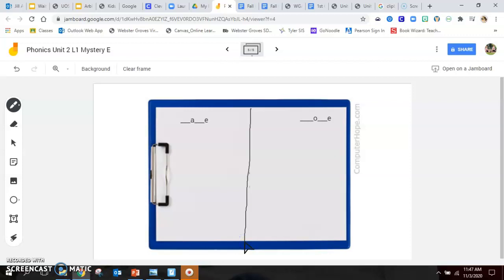But you're going to draw a line down the middle, and then you're going to draw a line across the top, okay? And so you have 2 columns. And as you're reading and writing, if you find some evidence that supports our theory that words that have the silent E at the end have a long A or a long O sound, I want you to write them down, okay?